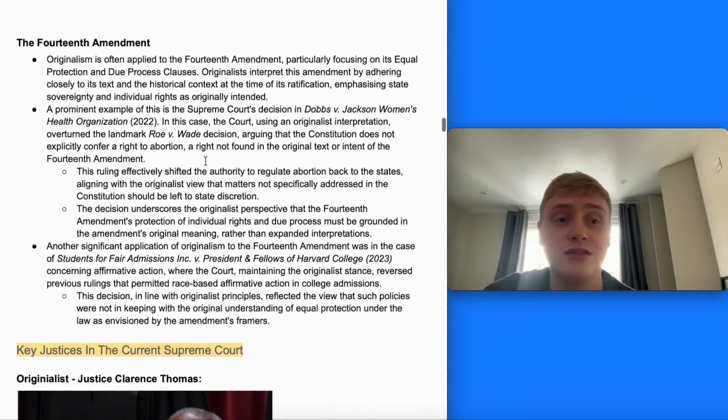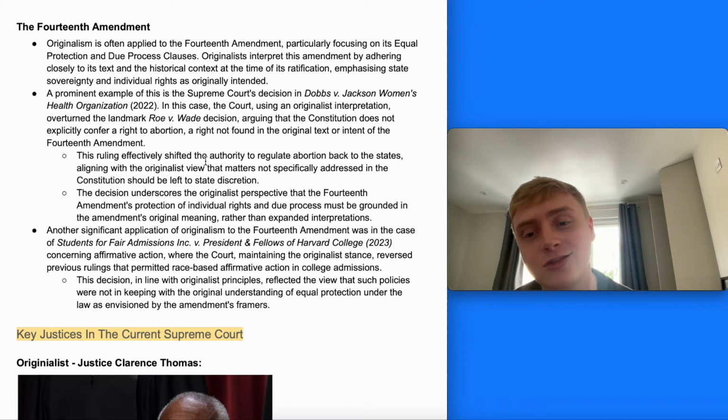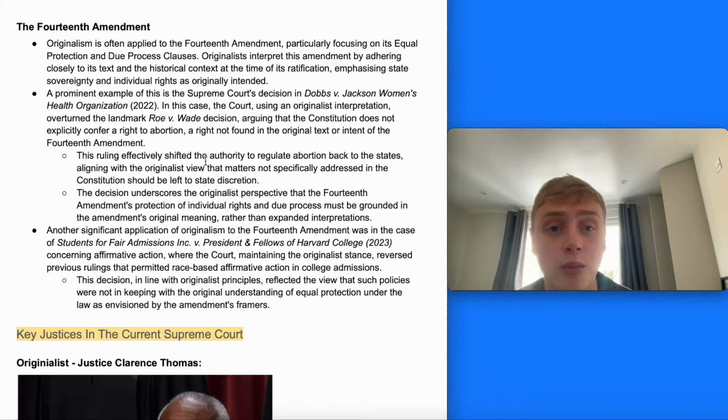And the final one we're going to have a look at is the 14th Amendment, particularly its equal protection and due process clauses, which are really important. And originalists interpreted this amendment by adhering closely to its text and the historical context at the time of its ratification, emphasizing state sovereignty and individual rights as originally intended.